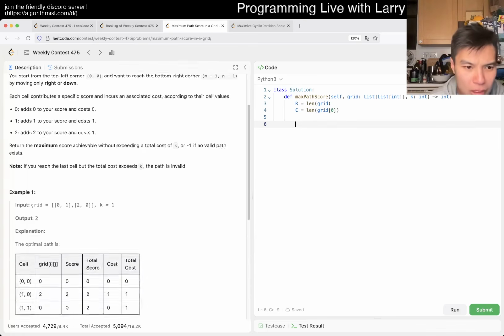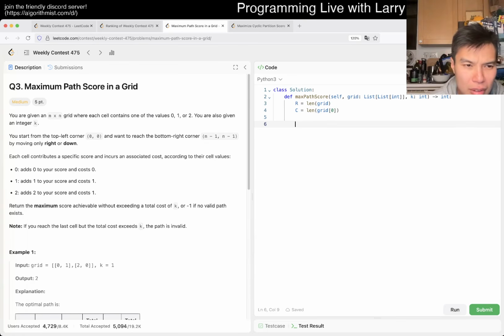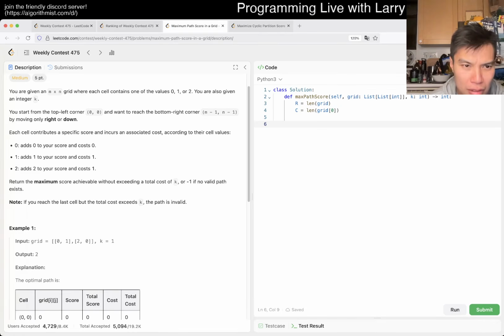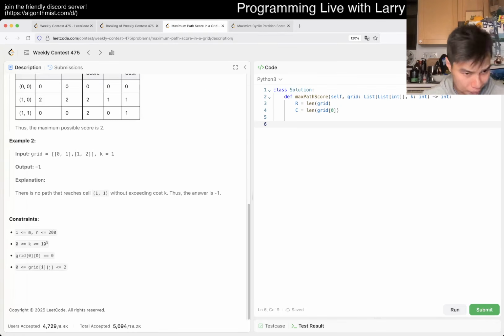Alright, 0, 1, or 2. Integer K. Top left, bottom right, moving only right and down. So this is going to be R times C times K. What is that? R times C. 40 million is a little bit high, if we do it naively, I suppose.